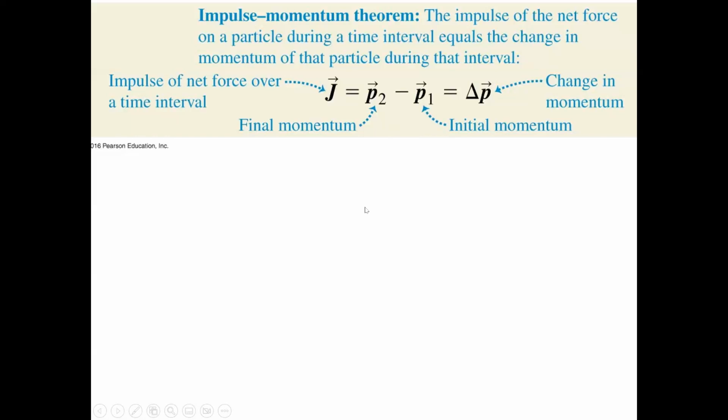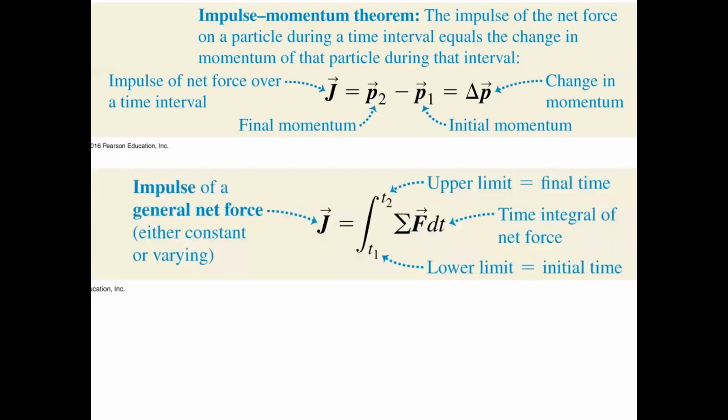We already know the formula of impulse, which is the product of the net force acting on a particle times the time interval over which it acts. Now, impulse of a general net force. In previous formulas, we talked about constant force. So if the force is not constant, what can we do? If force is varying, then we can use this formula. We use calculus integration.